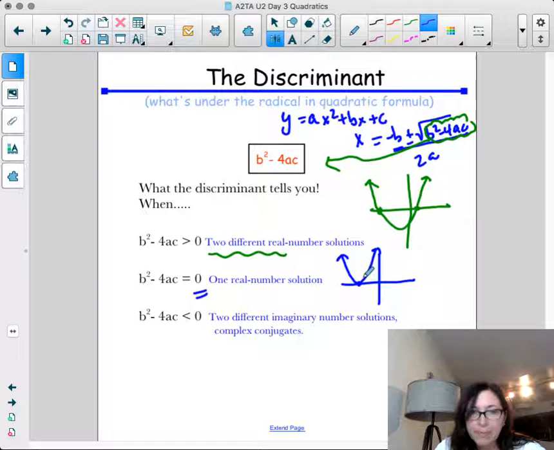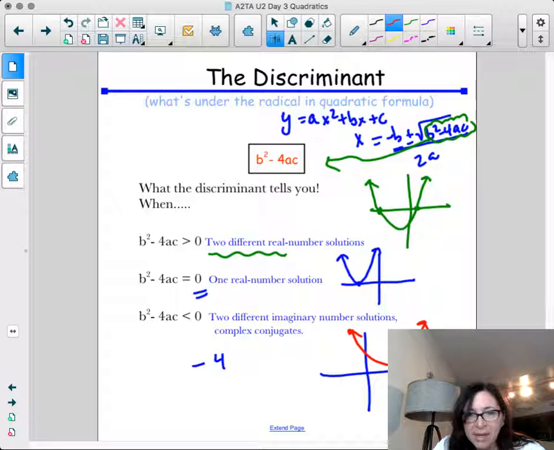it's going to cross the graph one time. To get imaginary solutions, I'm going to plug in b squared minus 4ac, and I'm going to get a negative number, like -4, -5. And what that means is that my graph is just floating. It's not crossing the x-axis at all. That means if it's not crossing the x-axis, I don't have any real solutions. I have two imaginary solutions.